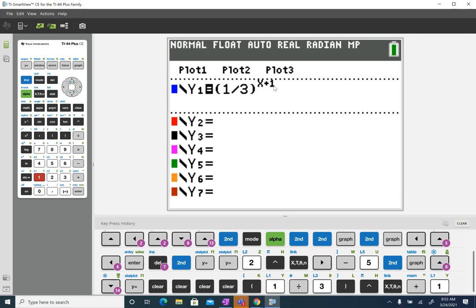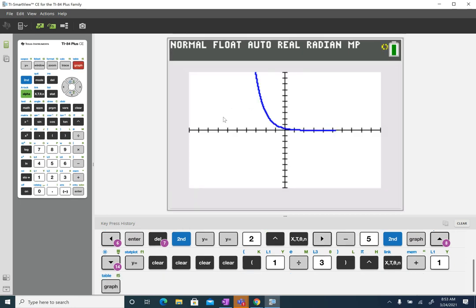And remember that the plus 1 up in the exponent moves you to the left, which does not affect the asymptote. If I press the graph key, it looks exactly how I think it looks. It looks like decay. Again, it looks like it's touching the asymptote, but it's not. You have to be smarter than your calculator and know that it's not touching the x-axis.